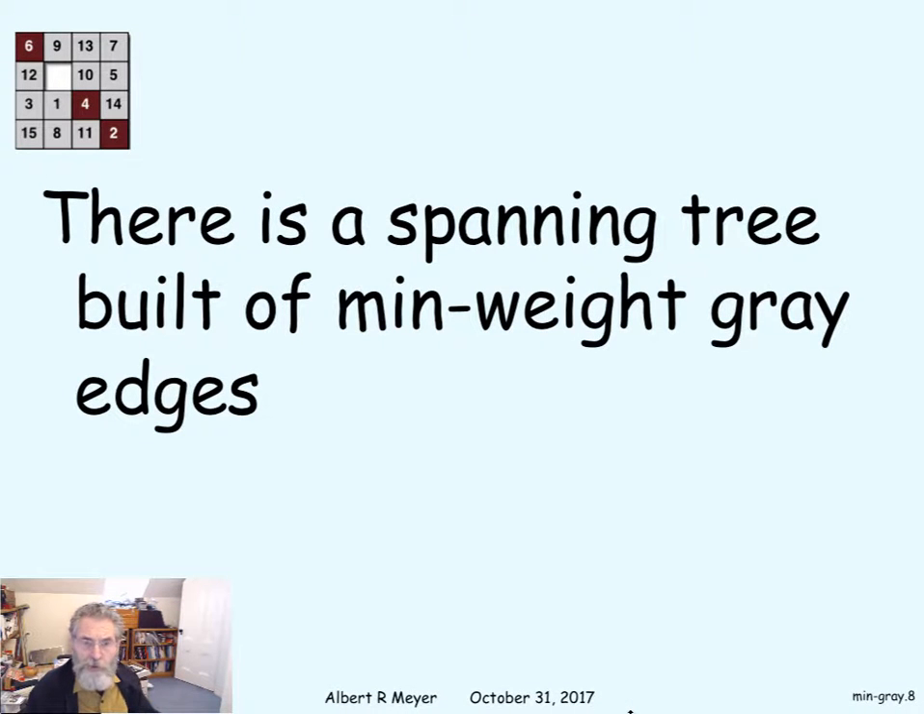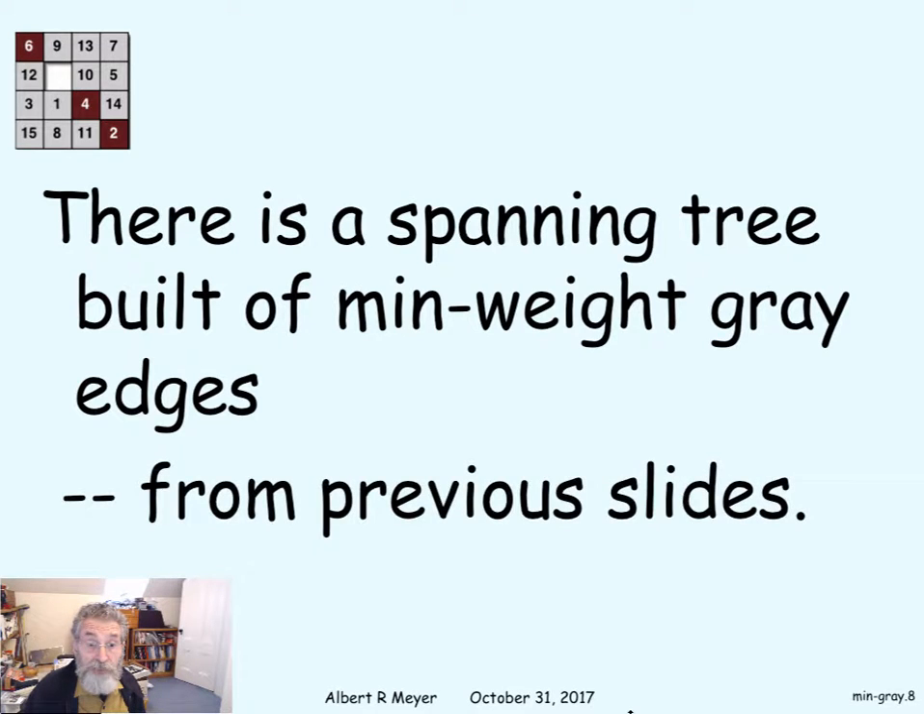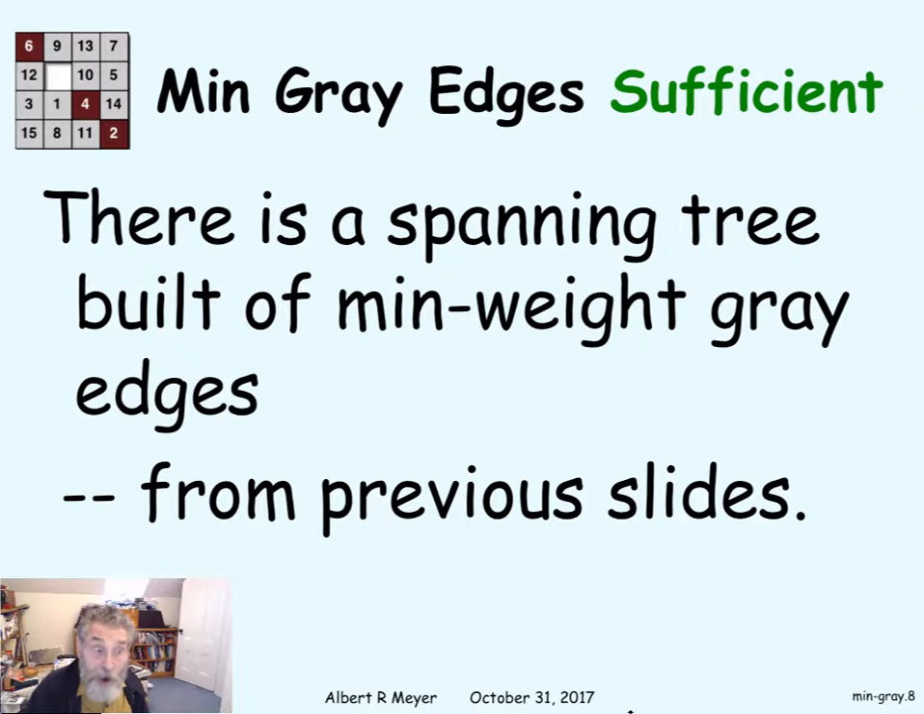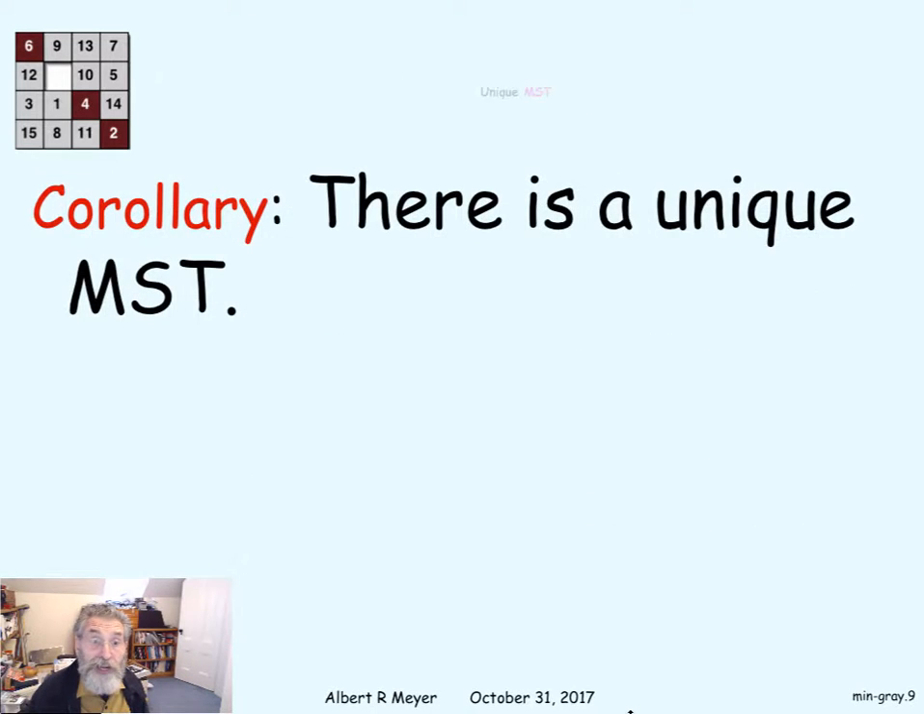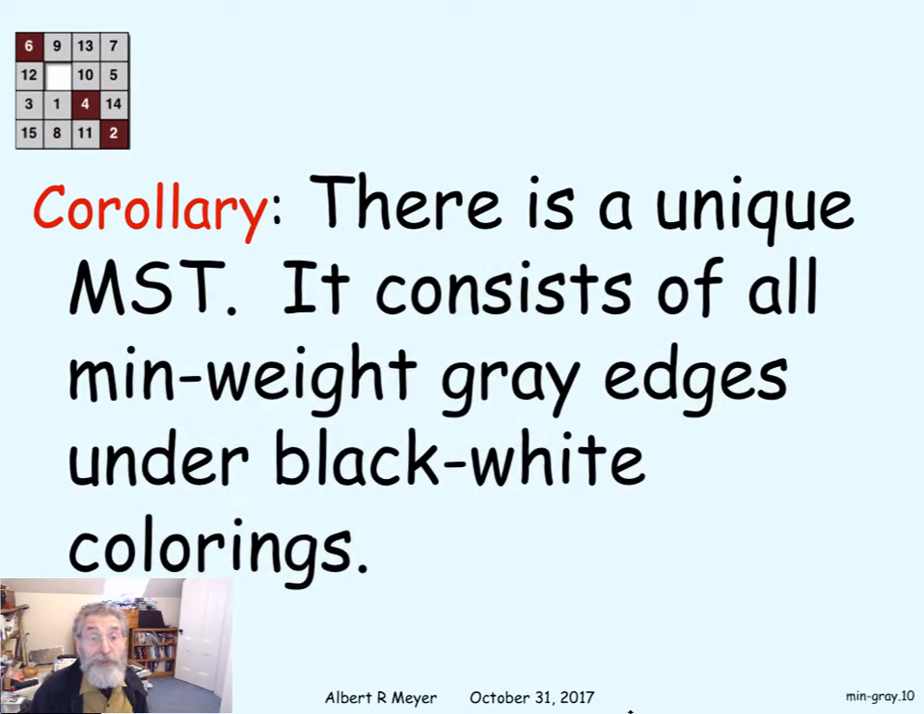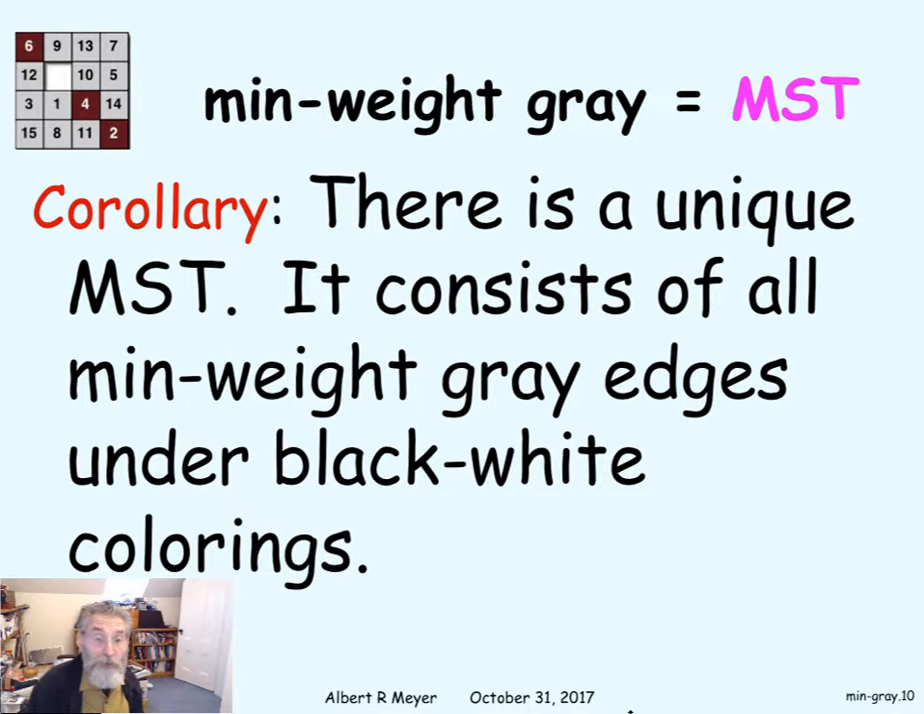Now, remember, we've already seen how to build a spanning tree. We didn't know yet that it was minimum. But we've seen how to build a spanning tree out of minimum weight gray edges in the previous slides. So there are enough minimum weight gray edges from different colorings to build a spanning tree. So there are enough gray edges, and you have to use them all. It follows that there's a unique minimum weight spanning tree, and it consists precisely of the minimum weight gray edges. So the collection of minimum weight gray edges is a tree, and it's in fact the minimum weight spanning tree.